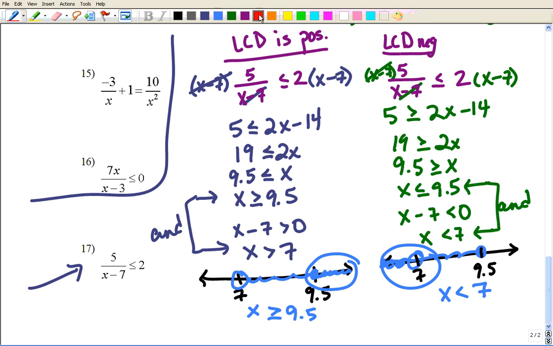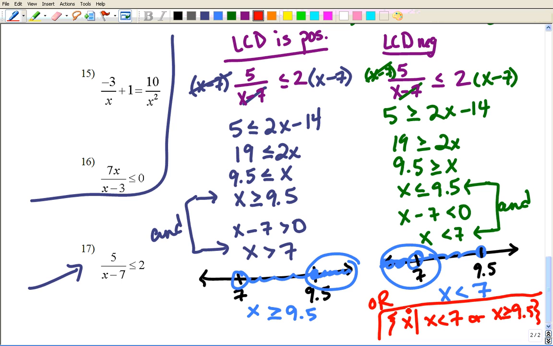Remember, between the two parts, it's or, so I'll need to include both things. So the set of all x where x is less than 7, or x is greater than or equal to 9.5. And there's your answer.